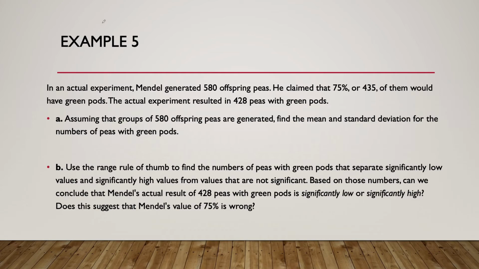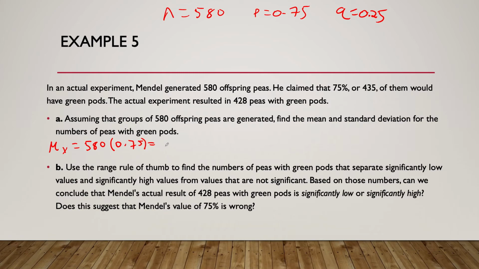So, before doing these calculations out, we know n was 580, p was 0.75, and q was 0.25. So the mean of a random variable is going to be 580 times 0.75. Toss that into a calculator, you get 435.0. The standard deviation takes the square root of n times p times q. So square root of 580 times 0.75 times 0.25. Tossing that into a calculator gives an answer of about 10.4.